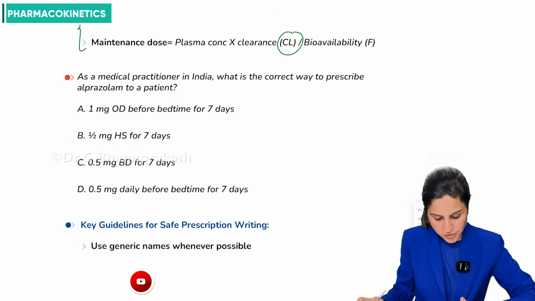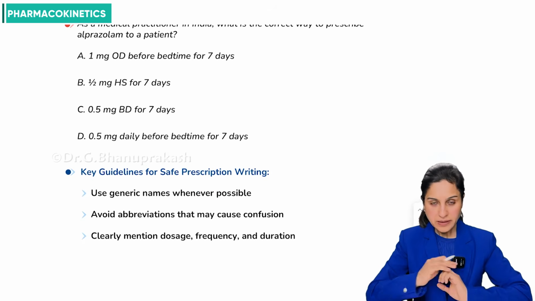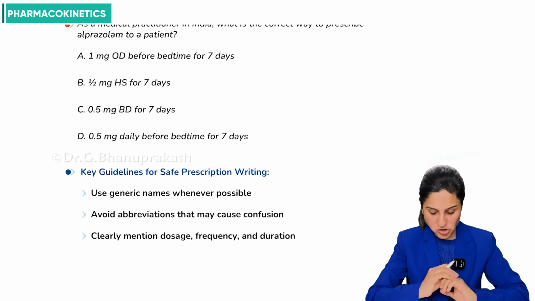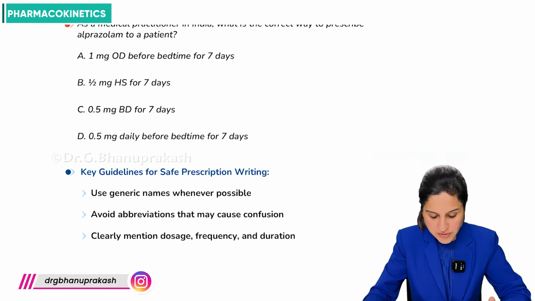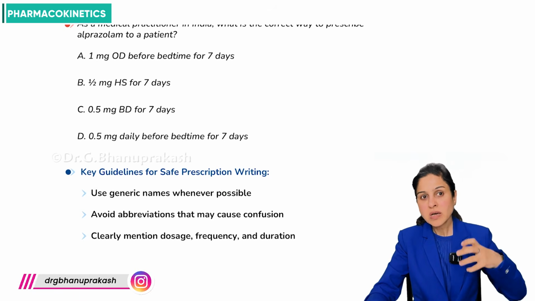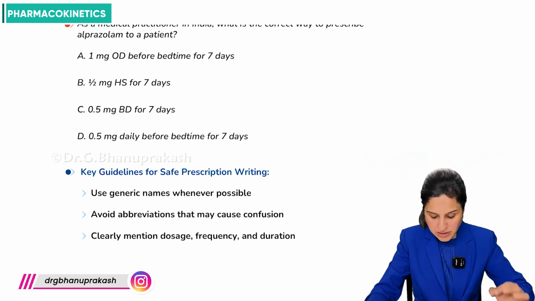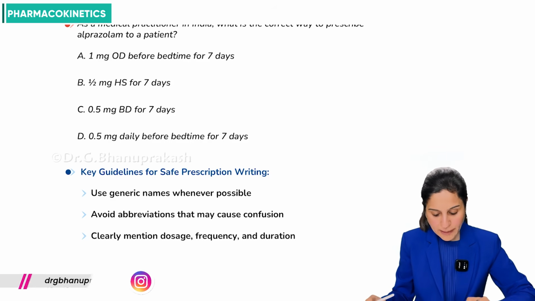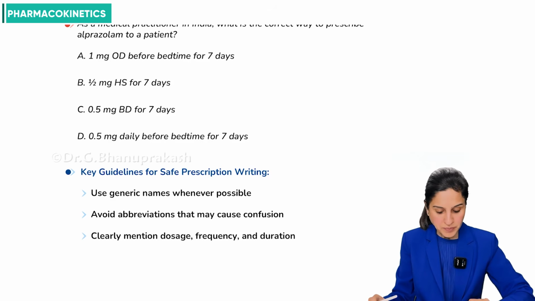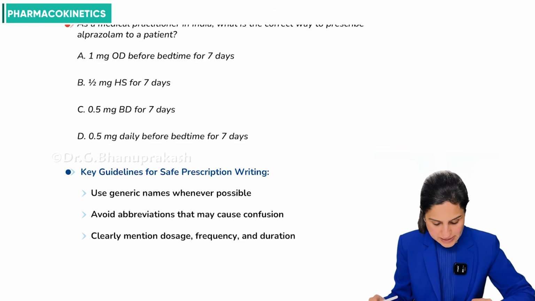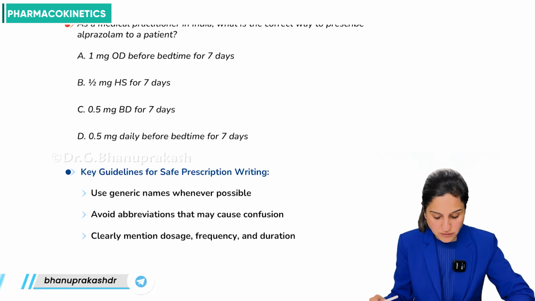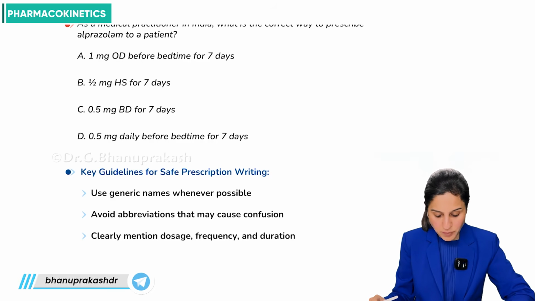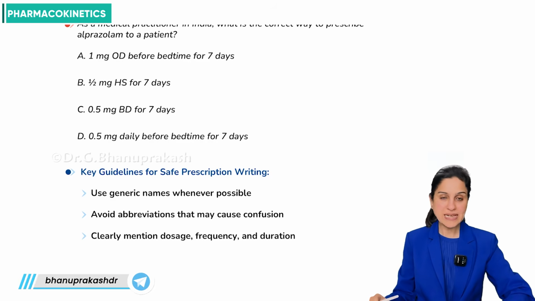All right. So next is another MCQ. As a medical practitioner in India, what is the correct way to prescribe alprazolam to a patient? So the good or ideal prescription guidelines that you have to follow. You have to see whether it is 1 milligram OD before bedtime for 7 days, half milligram HS for 7 days, 0.5 milligrams BD for 7 days, or 0.5 milligram daily before bedtime for 7 days.